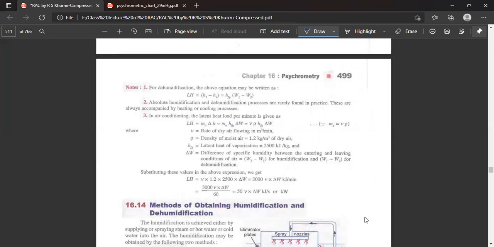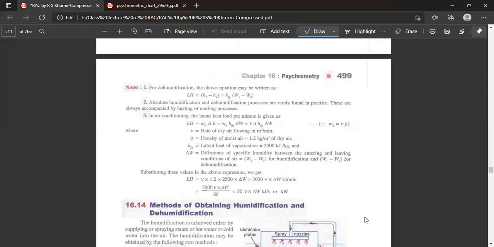But in air conditioning, the latent heat load per minute is given as the mass of the air multiplied by the rise in enthalpy, or the mass of the air multiplied by the latent heat and by the rise in the content of water vapor, or the rate of air flowing in multiplied by the density of the air, the latent heat of vaporization, which is around 2500 kilojoule per kg, and delta W, the difference in the specific humidity between the entering and leaving condition of air. It is W2 minus W1 for humidification and W1 minus W2 for dehumidification.